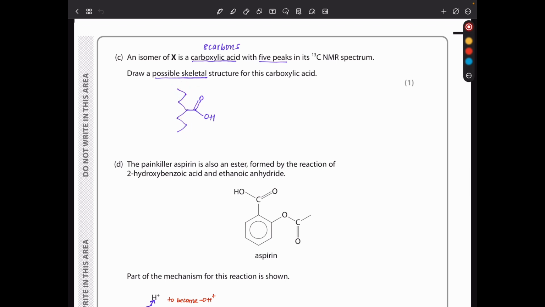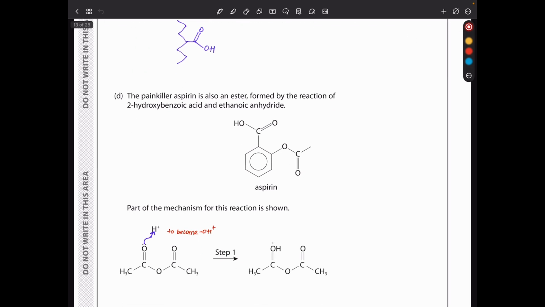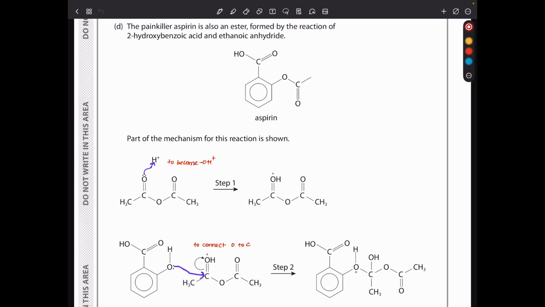Then next they say the painkiller aspirin is also an ester formed by the reaction of 2-hydroxybenzoic acid and ethanoic anhydride. So this is it. They say part of the mechanism for this reaction is shown.